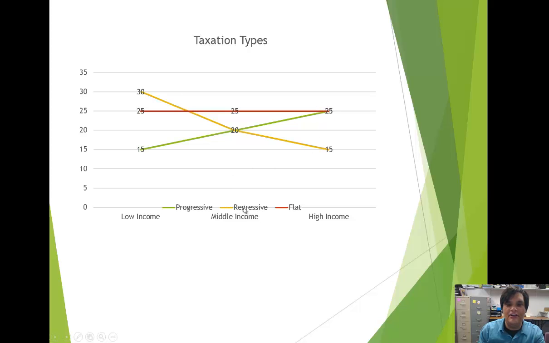Regressive tax is here in the middle. Remember, the less you make, the more you pay. The more you make, the less you pay. So low-income individuals on a regressive tax would pay, say, 30%, but a high-income individual would only pay 15%. That's the idea of a regressive tax, this yellow line. Then a flat tax is the same for all, 25% all the way through, regardless of your income. So I just wanted to give you a quick graphical representation of regressive, progressive, and flat taxes, and hopefully this makes sense for your test, as I can guarantee that there will be a question on your test about this.